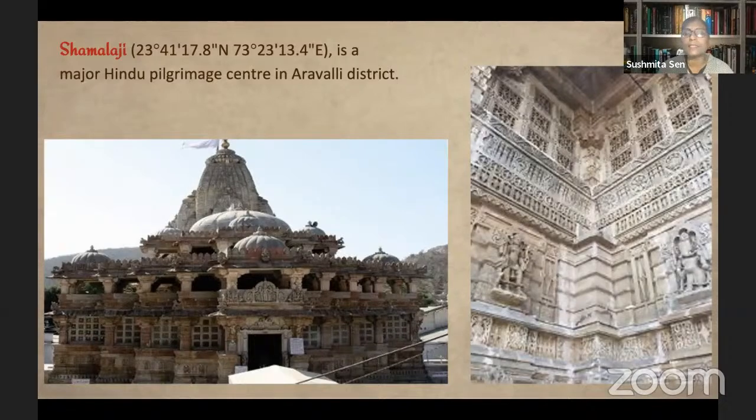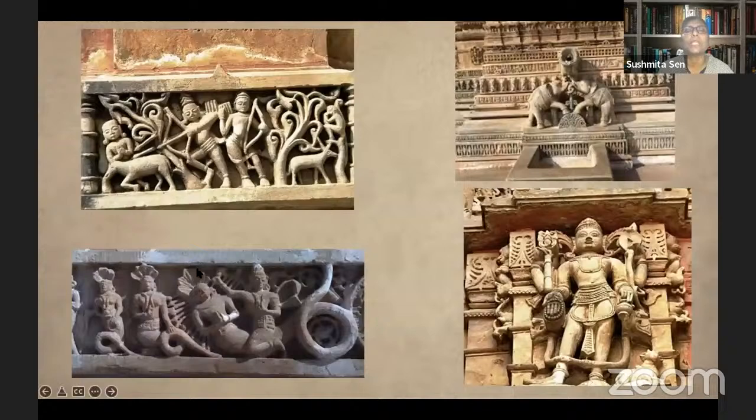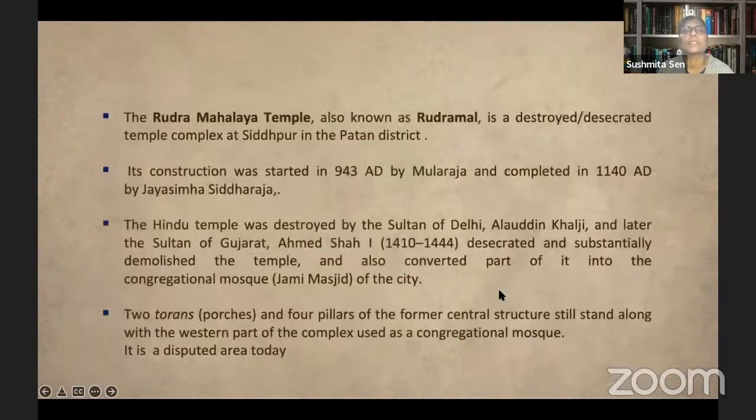So these are some of the sculptures on the wall panels. This is Brahma. This is the killing of Marichika. This is Krishna killing the Naga Kalia and all. So these are some of the sculptures.